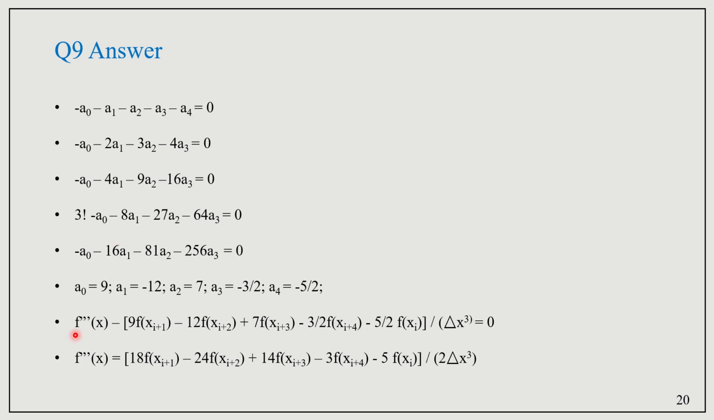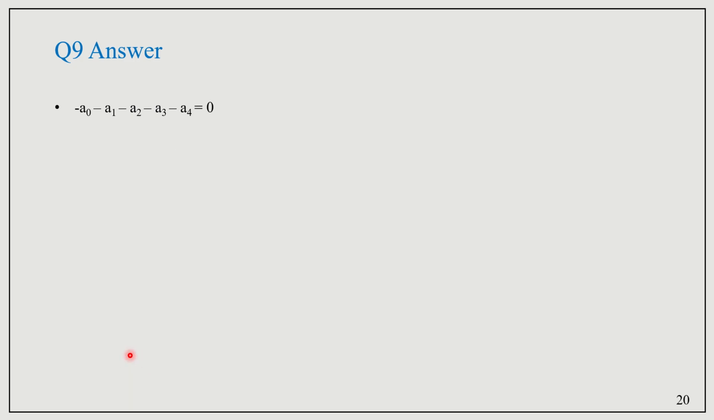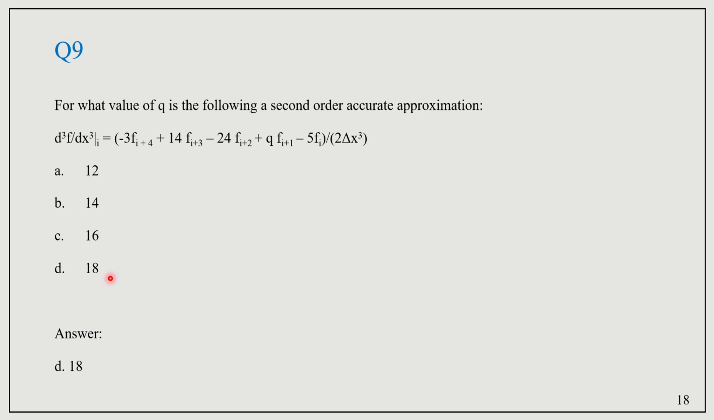So now we have f triple dash of x. Taking the 2 common, it will become 18, it will become 24, it will become 14, and it will become minus 3 only, and minus 5 only. We are asked to find the coefficient of f of I plus 1. What is the coefficient of f of I plus 1? It is 18. So 18 is the answer.